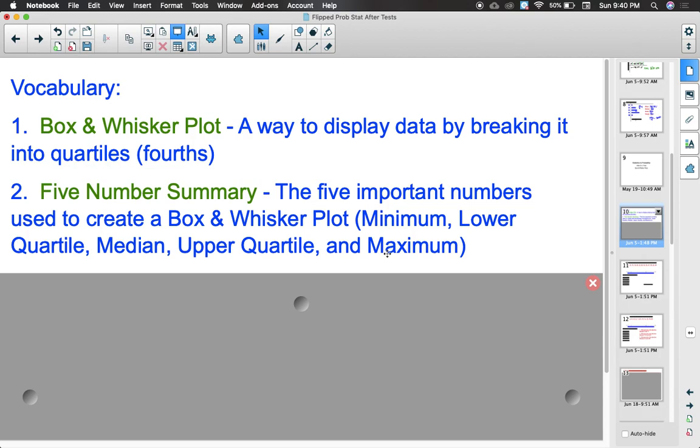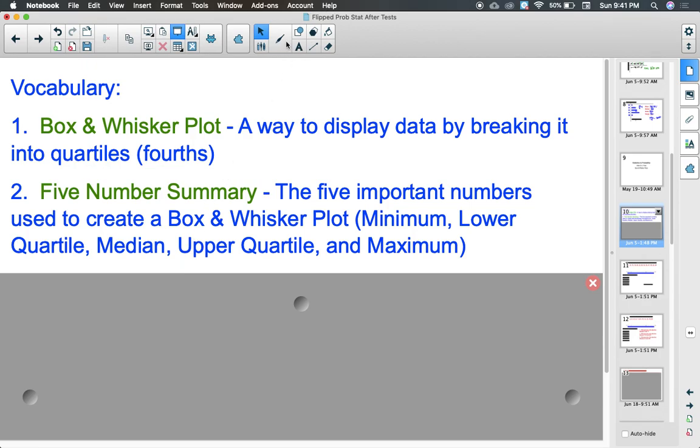Now, 3 of those numbers you should probably be able to solve without any trouble at this point. The minimum, you know that means the lowest number. The maximum, that means the highest number. And the median is the middle number. So all 3 of those are very, very easy. Lower and upper quartile are just as easy.